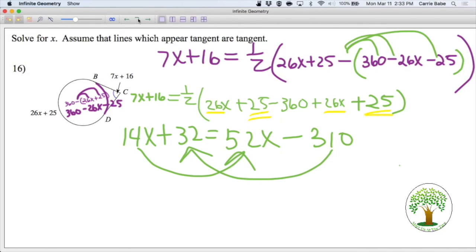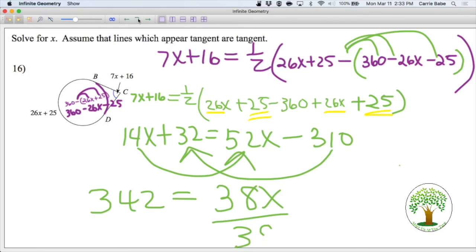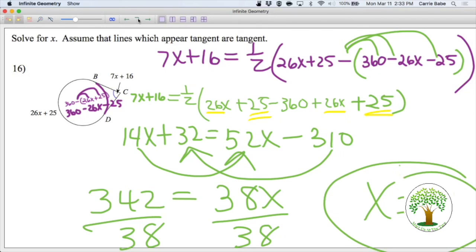So 342. Can somebody help me with the 52 and the 14? Not there yet. 66. Negative 38? I can't help you because I did the decimal. I got 9. That's what I got.